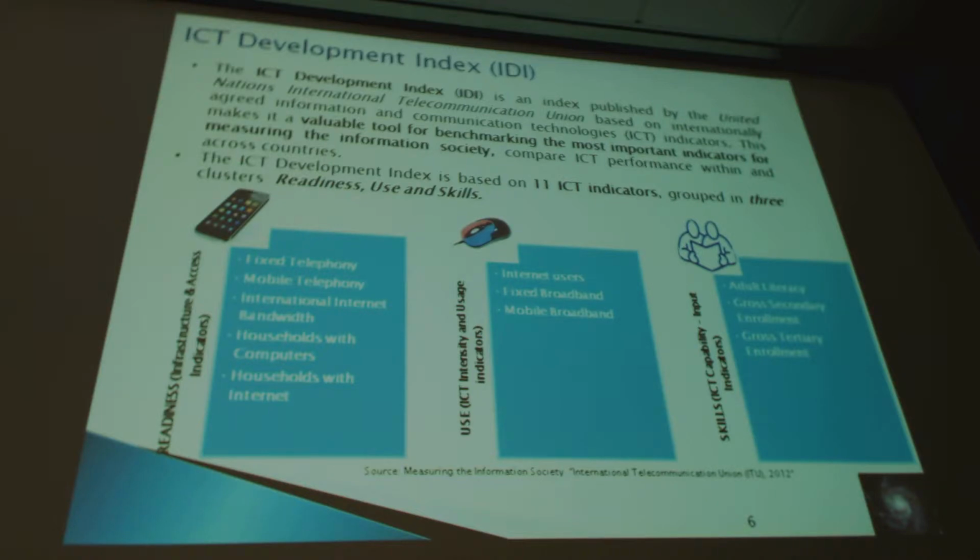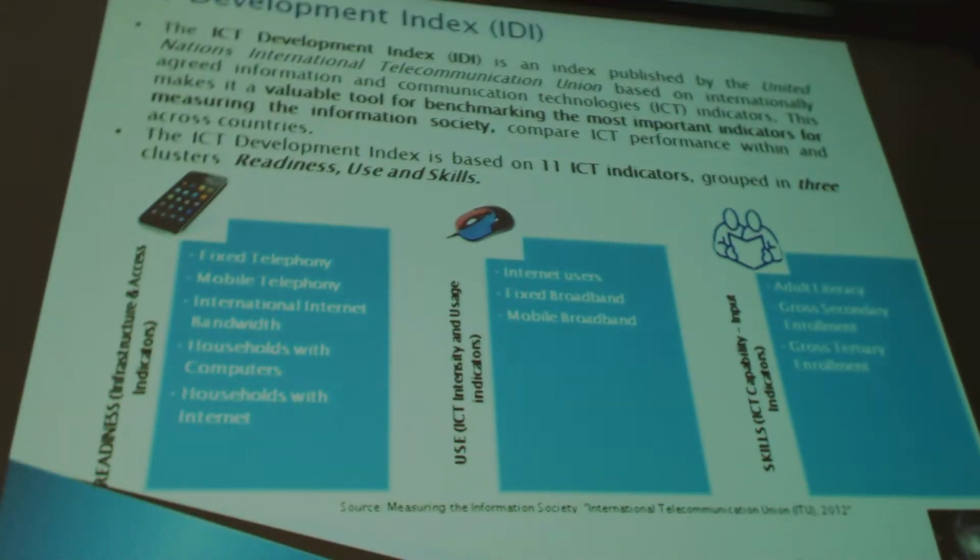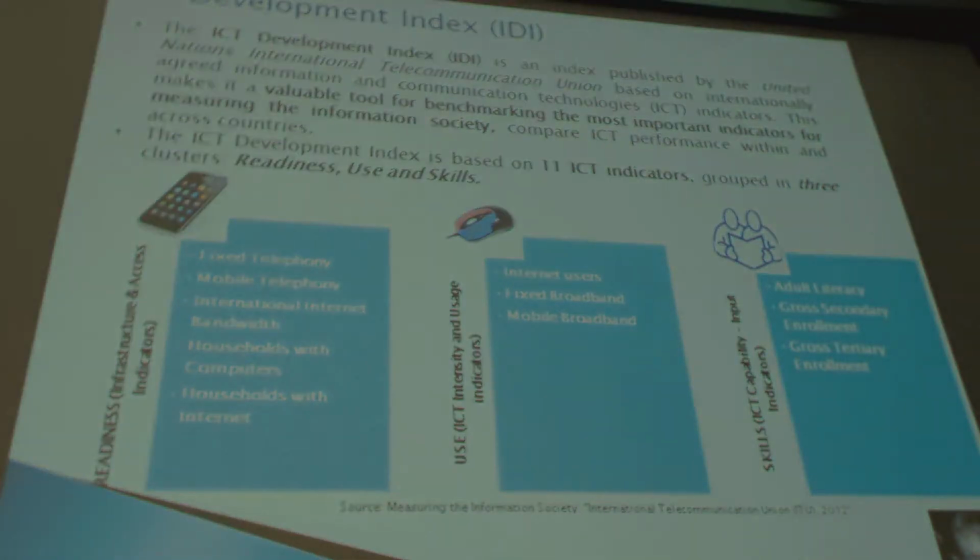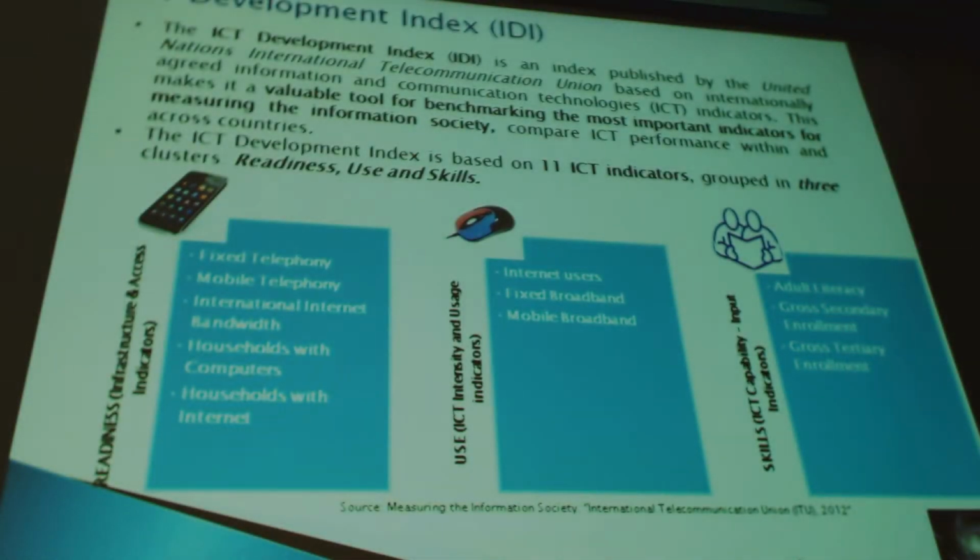The readiness implies the capability to support infrastructure for deploying ICT technology. For example, number of fixed telephone lines, mobile telephone lines, international internet bandwidth, number of households with computers, households with internet. The use means intensity of ICT usage in a country or across different countries. That's number of internet users, fixed broadband users, mobile broadband users. And the skills imply the literacy and the openness, as well as the expertise to even deploy ICT. So these are the various indicators.